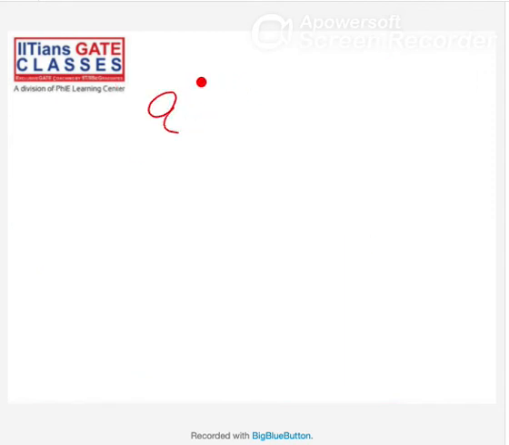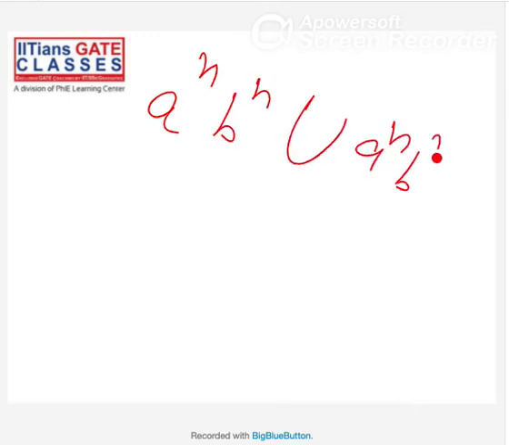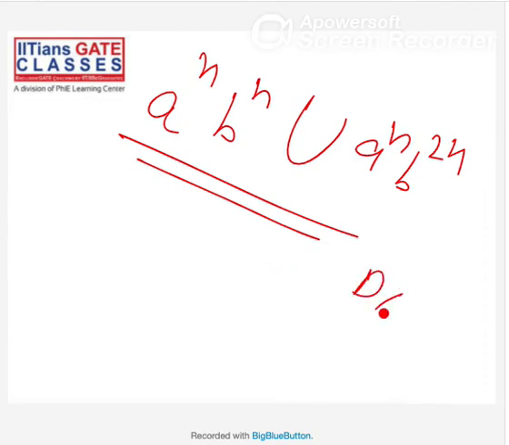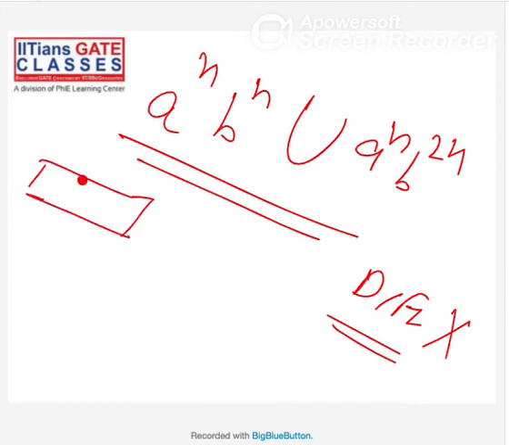Now let's see this: A power n, B power n, union A power n, B power 2n. This is not DCFL. Why is this not DCFL? Because push and pop are not clear. Let's assume I give you some string. You don't know what to do, how much to push. This is the string I have given you. Now you don't know whether this string belongs to this part or to this part.